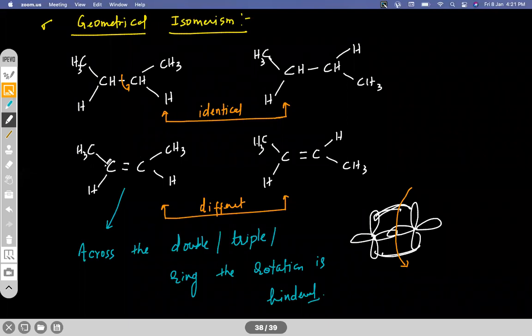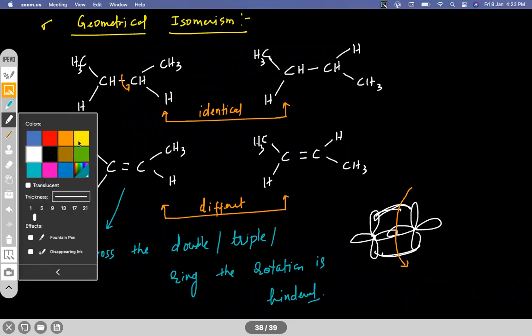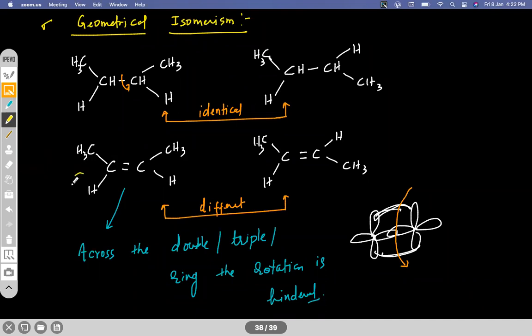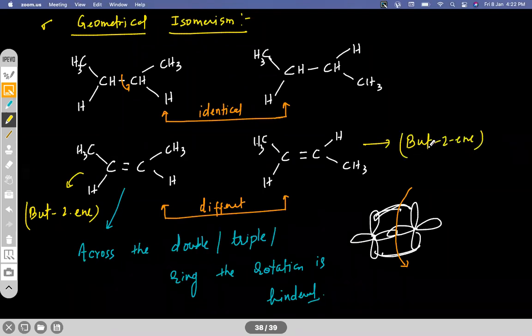IUPAC name of this compound? It is but-2-ene. Yes. This molecule is but-2-ene. What is the name of this compound? Same. Okay. But-2-ene. Now the whole purpose of IUPAC nomenclature got defeated over here.